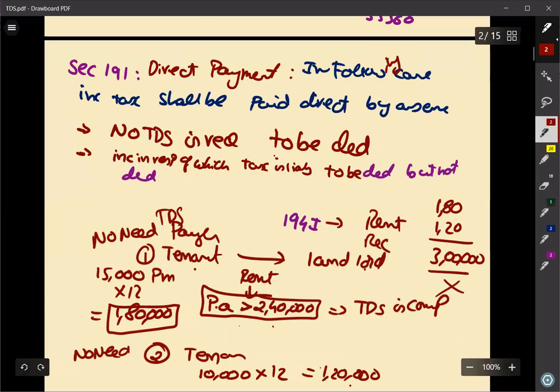This 3 lakhs exceeds the basic exemption limit. 0 to 2,50,000 is nil. From 2,50,000, this landlord has to pay the tax. But as per the Income Tax Act, TDS is not required to be deducted. So these two people have not deducted. Now it is the responsibility of the landlord to make payment of income tax on the 3 lakhs. So there arises the direct payment in the hands of the landlord.